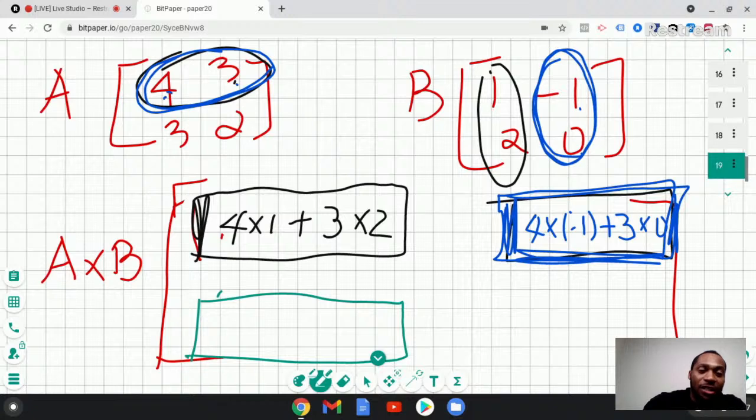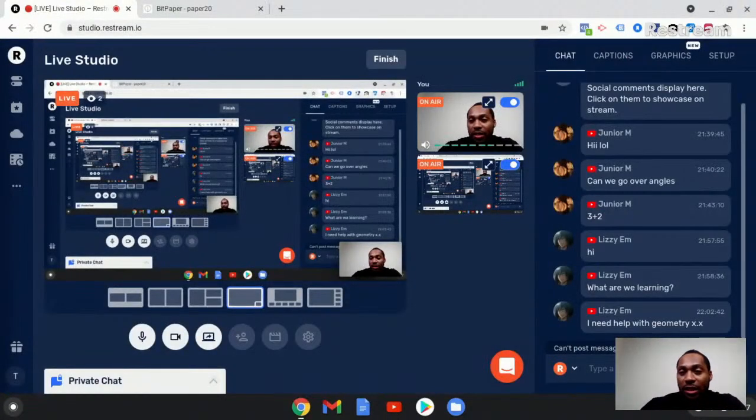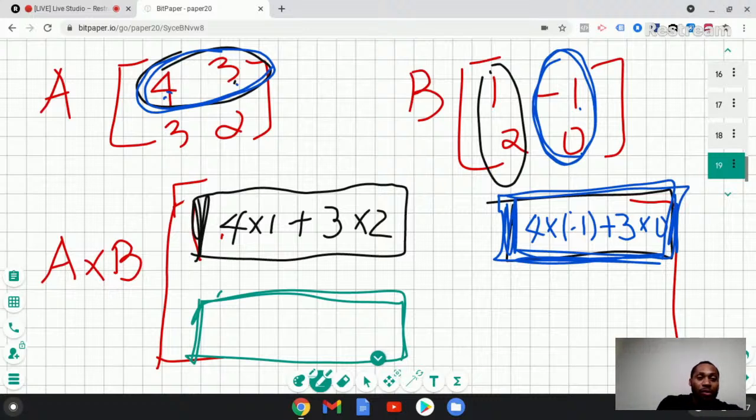So what's this position here? Who can tell me what position this is? This is the second row. So this is row 1, row 2. Second row, what column is this? First column, because it's not on the second column.